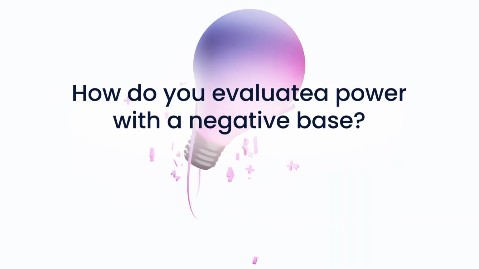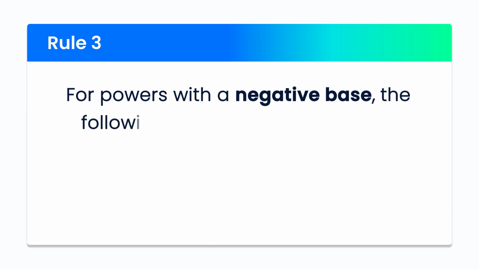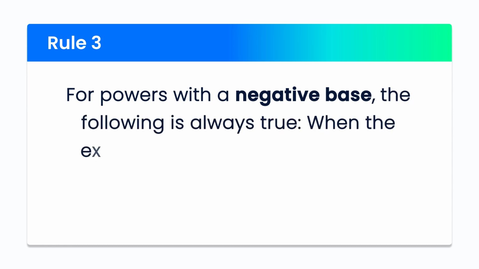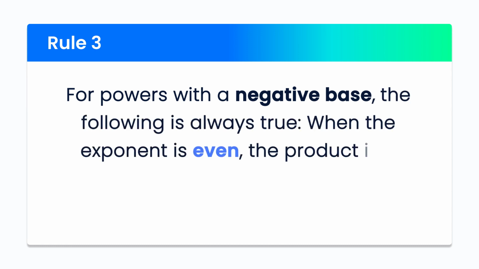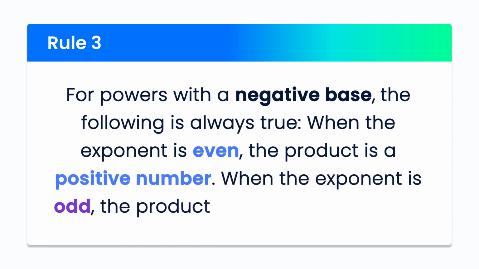How do you evaluate a power with a negative base? You evaluate it by using this rule. For powers with a negative base, the following is always true. When the exponent is even, the product is a positive number. When the exponent is odd, the product is a negative number. We'll call this Rule 3.